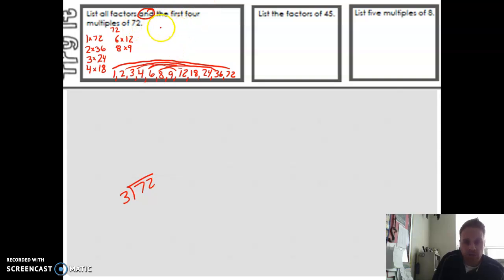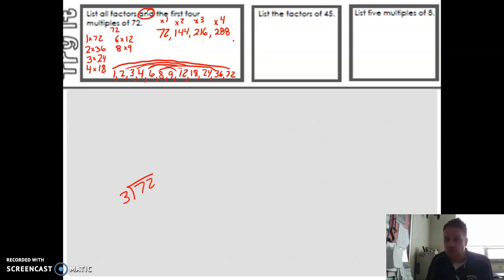So let's list the multiples of 72. Well, we know that 1 times 72 is 72. 2 times 72, I'll help you out here, is 144. 3 times 72 is 216. 4 times 72 is 288. So these are the first 4 multiples of 72.